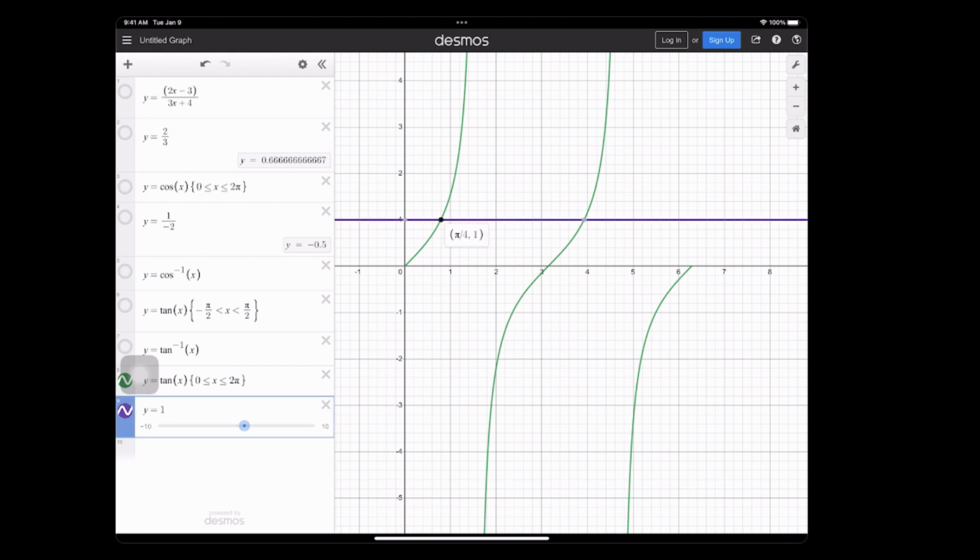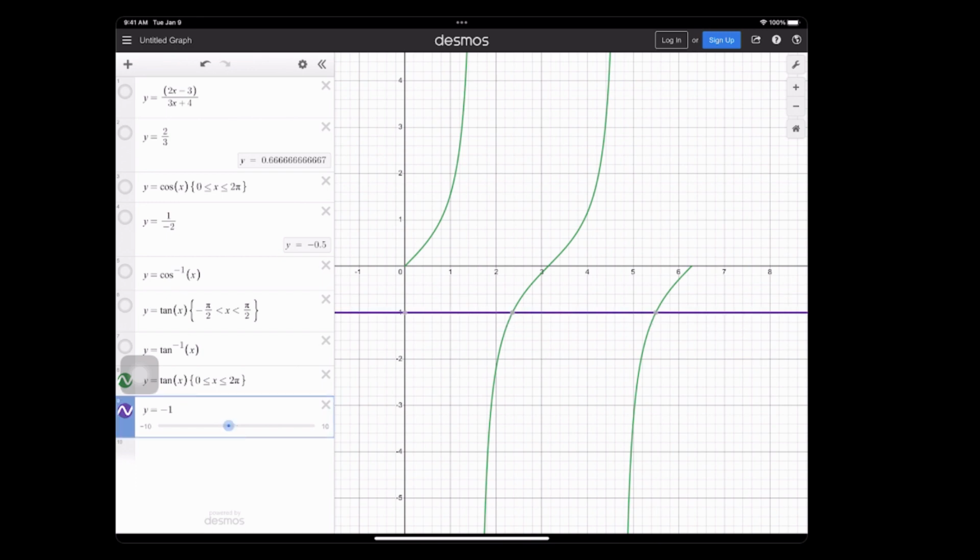Notice these points of intersection here. Pi over 4 and 5 pi over 4. So that's where tangent equals 1 for the restricted domain. Now, what I'm going to change this on you guys to see if you guys understand reference, because that's an important thing. I'm going to go to -1.